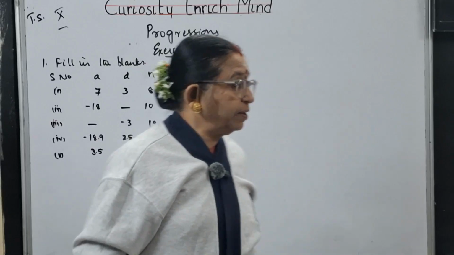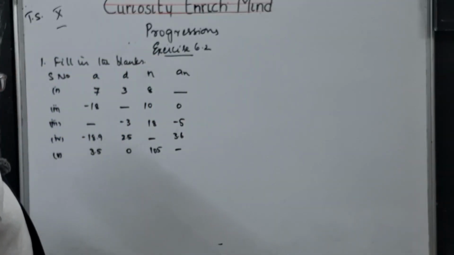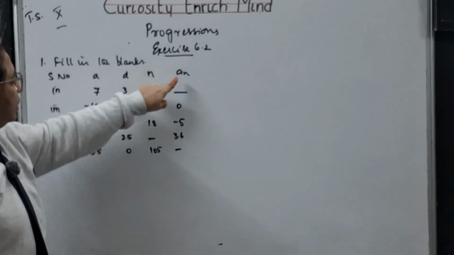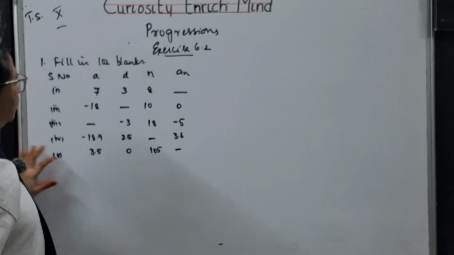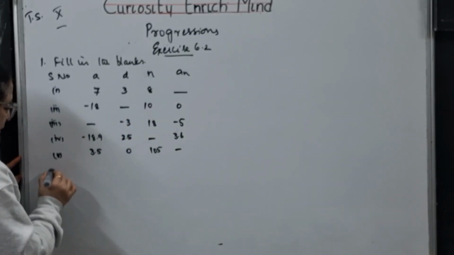Now, exercise 6.2, children. First problem. Fill in the blanks. They have given these 5 sums. Serial number, a, d, n, a_n is given. You need to find out and fill up these blanks. So, let me do one by one.